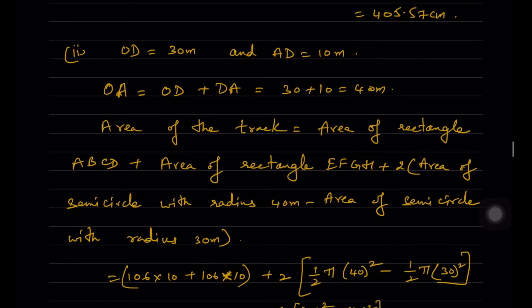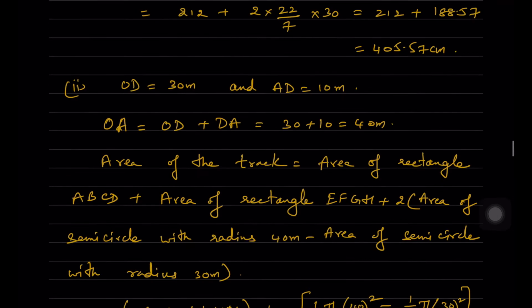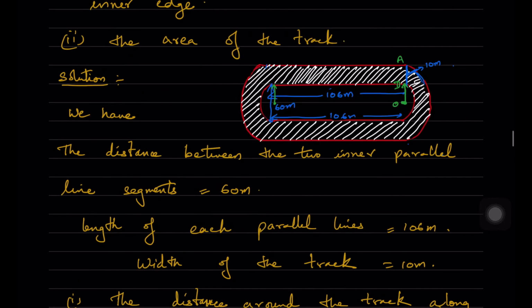So the area of the track is equal to the area of rectangle ABCD plus the area of rectangle EFGH plus 2 into the area of the semicircle with radius 40 meters minus the area of the semicircle of radius 30 meters. So you are subtracting the smaller circle from the bigger circle, and you will get the area of the track, which is equal to 106. From the figure you can clearly see this.